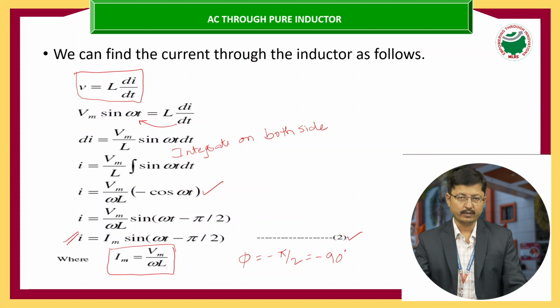So how is it? From expressions 1 and 2 that we have seen, in expression 1 the phase angle phi is 0, that means the voltage starts at 0 degrees, and from the second expression the current's phase angle phi is minus 90 degrees, so that means the current lags the voltage by an angle of 90 degrees.